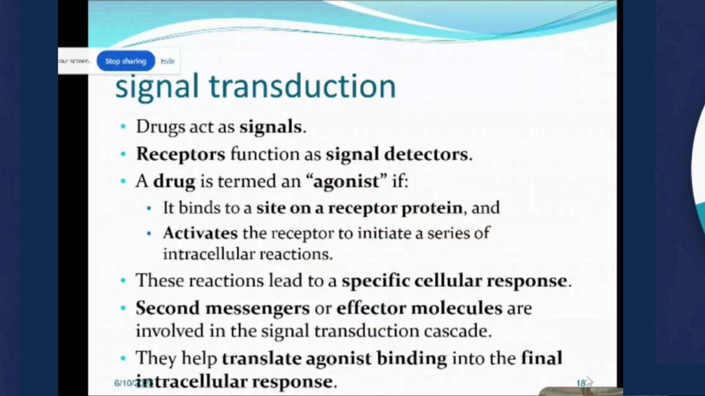So we are saying the drugs act as signals. Receptors are detectors of the signal. Now, if a drug binds on a receptor and the effect that follows is such that it mimics the natural effects of that receptor, then the drug is an agonist. The drug is an agonist.